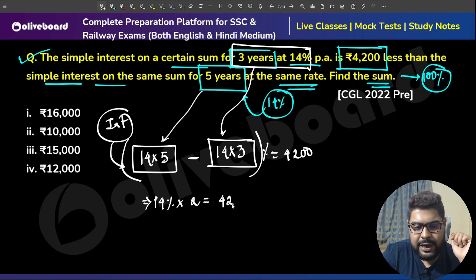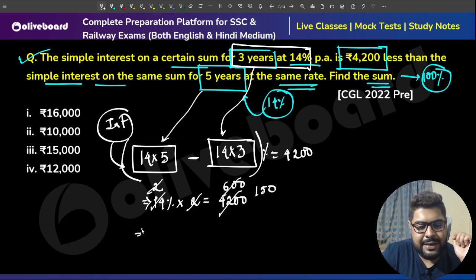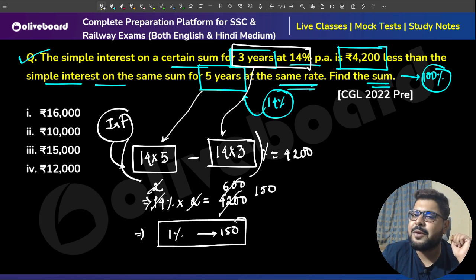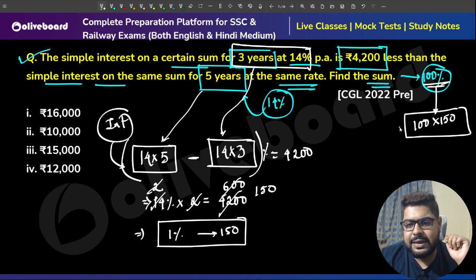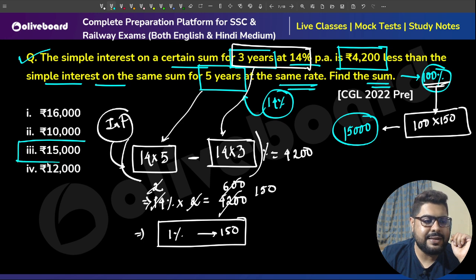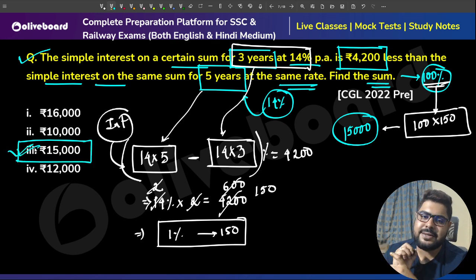That is 4,200. 7 2s are 14, 7 6s are 42, 2 2s are 4, 4 15s are 60. So 1% value is 150 rupees. They are asking what? We need to figure out 100%. What will that be? 100 times 150. So the answer is a very respectable 15,000 rupees. Option number C, sir. Option number 3.